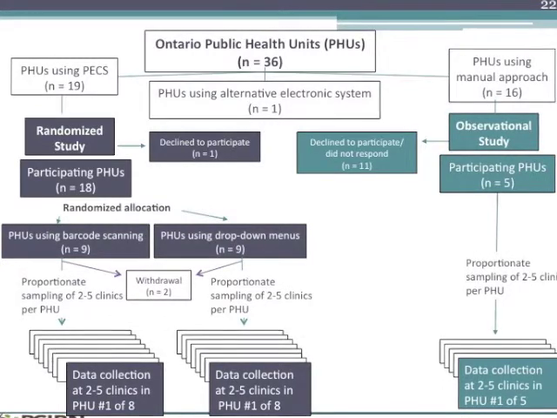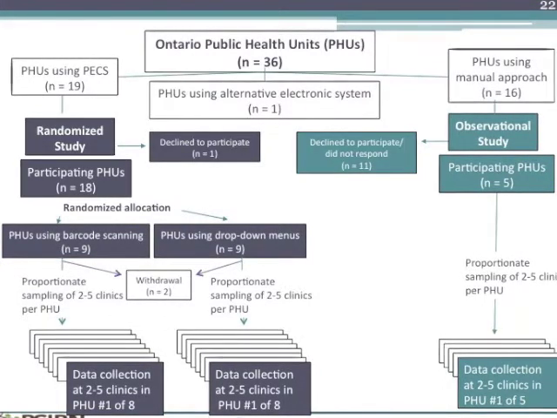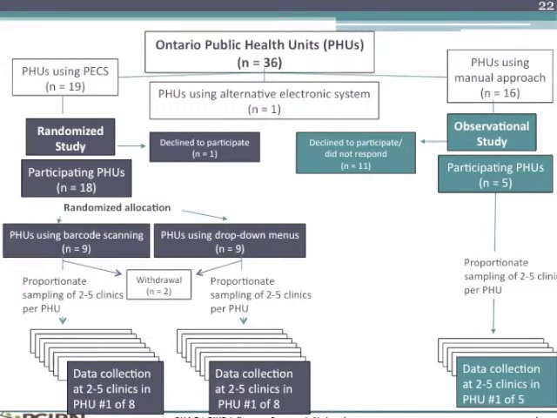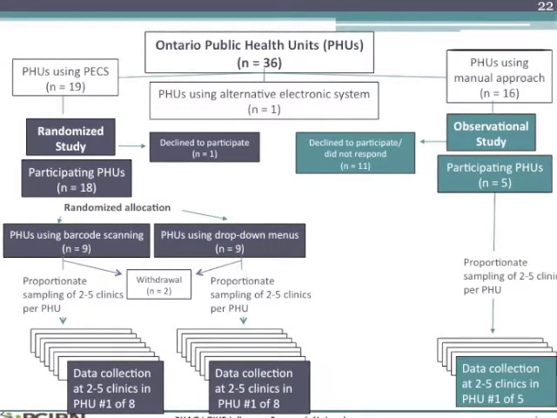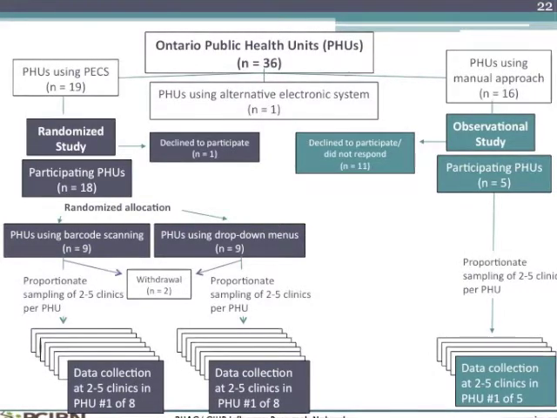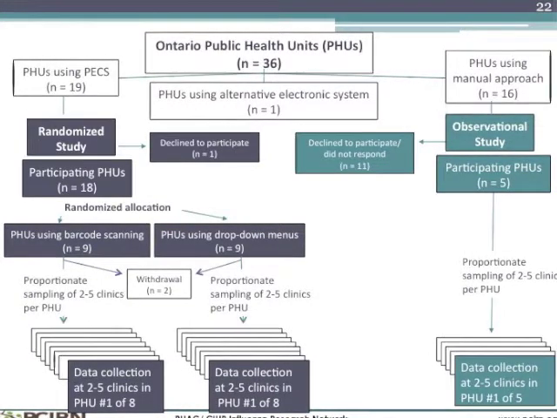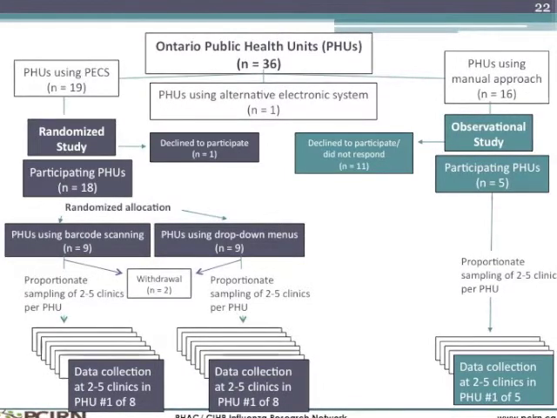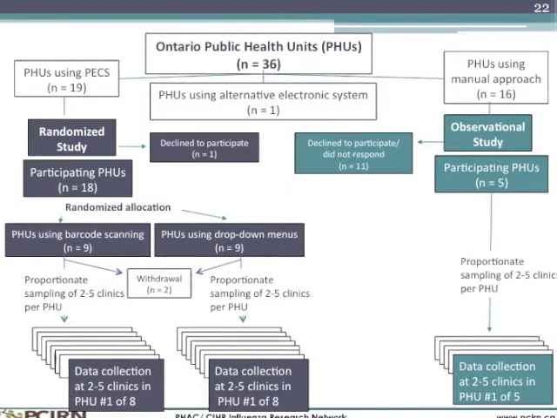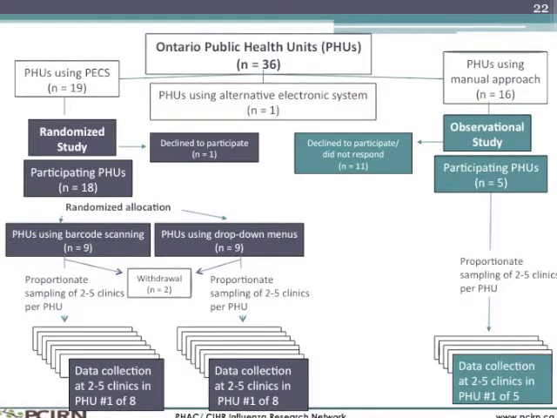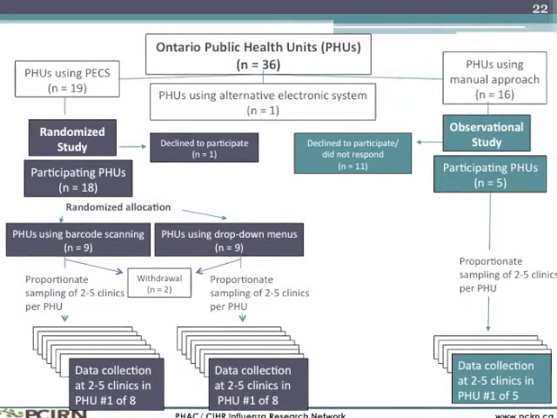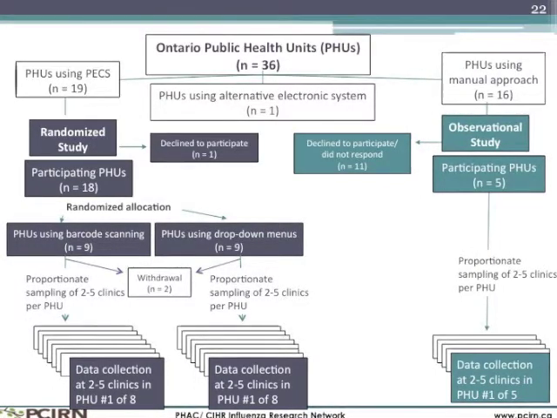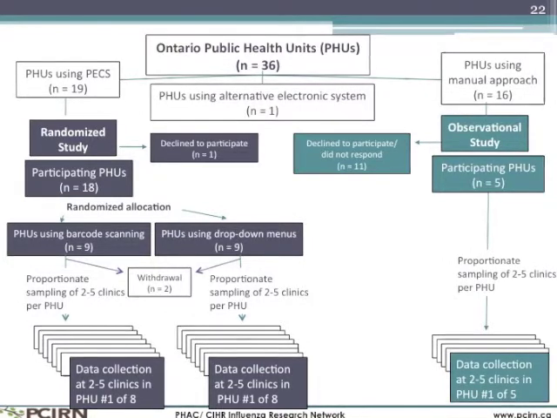This just shows the flow of the clinic. We start off with 36 public health units in Ontario, and we had 19 that were going to be using PECS last year, one that was using an alternative system that we didn't want to incorporate into this. And then there are the 16 that were using a paper-based approach. In the randomized study, we took the 18, well, one just declined to participate. We had 18 left over, and we randomized them 9 to each of barcode scanning and drop-down menus. Two withdrew after randomization, but fortunately there was one in each arm.